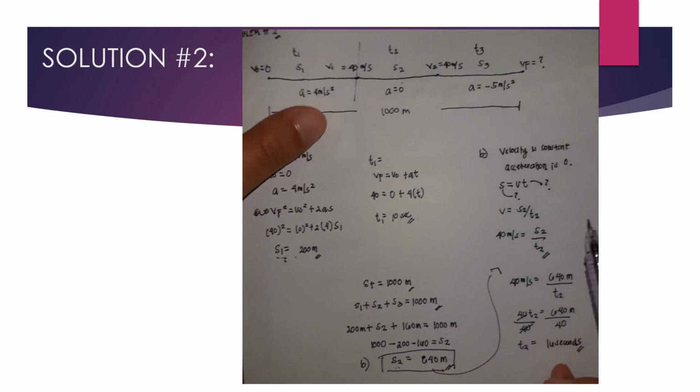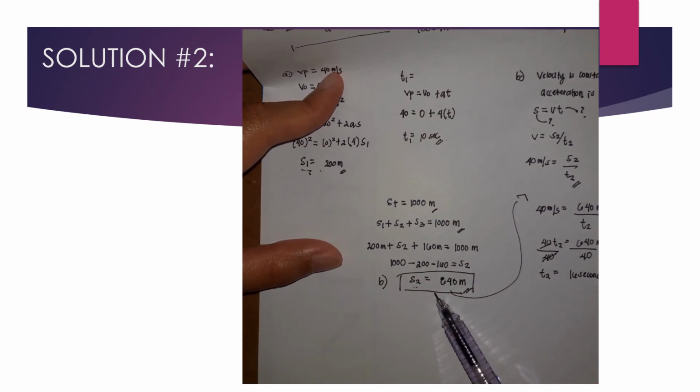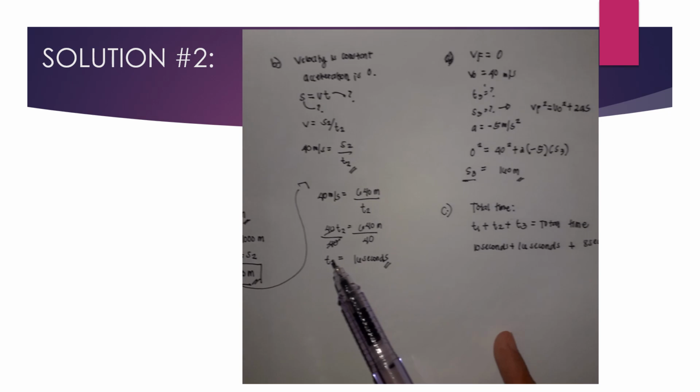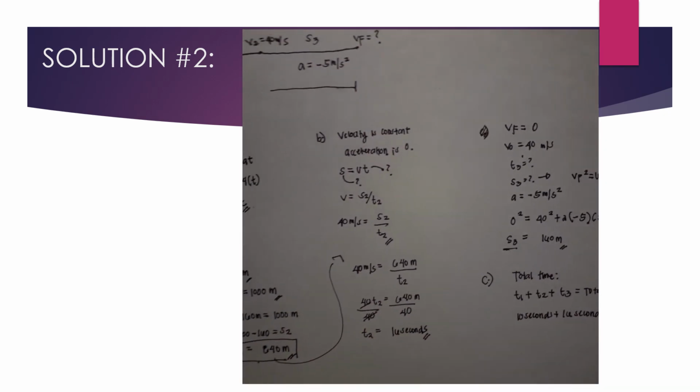So our S1 again 200 meters. And our S2 we have 640. And finally our letter C, our total time we have.